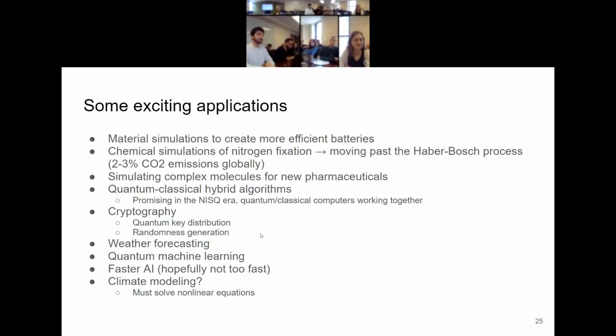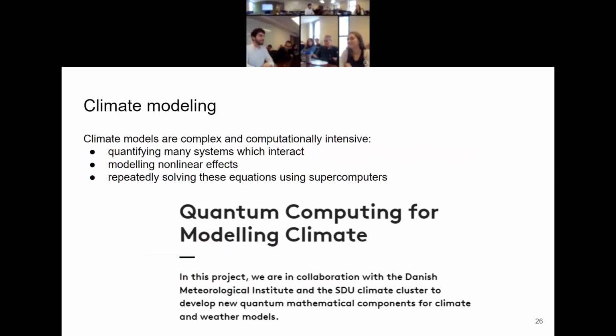People also talk about weather forecasting and machine learning and AI and cryptography. There are a lot of potential applications. I'm sure some people are interested in climate modeling, of course, using quantum computers. That is a whole other day if you want to keep talking about it. There are some initiatives around the world, maybe a handful, that are trying to explore the connection between quantum computing and climate modeling.